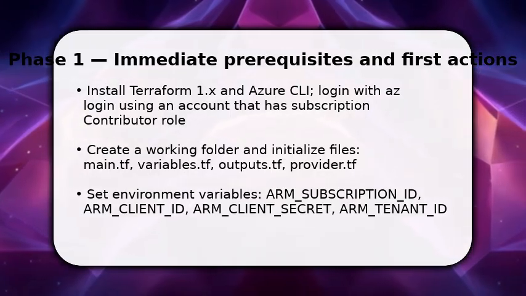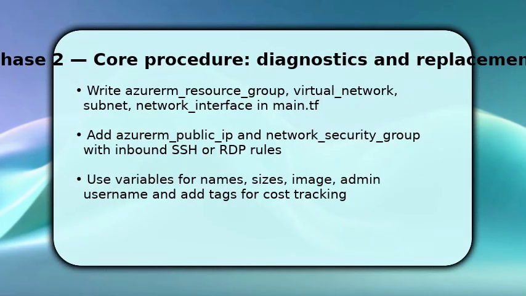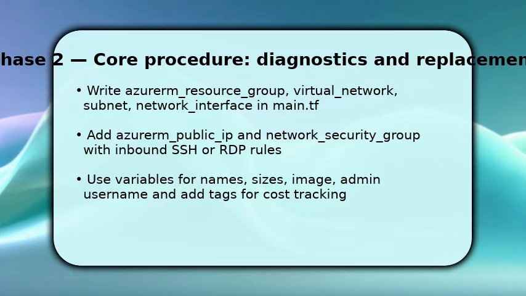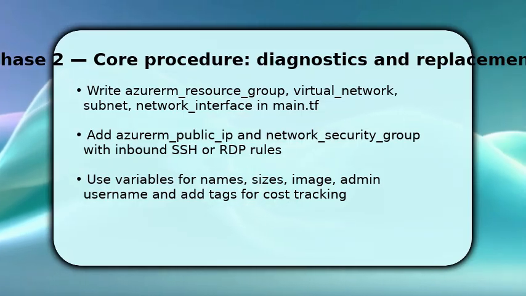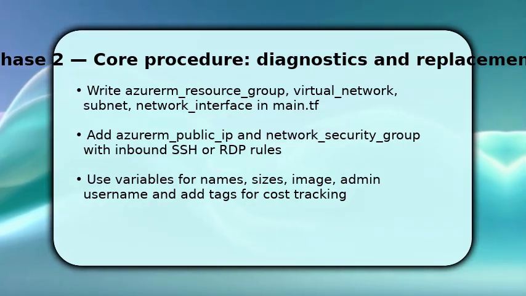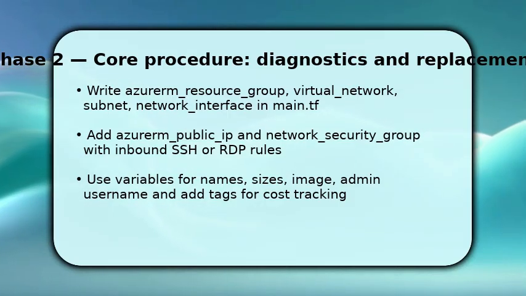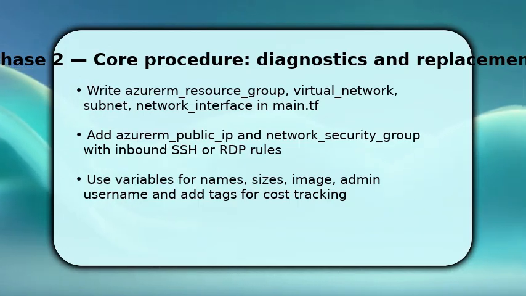Now you define the middle layer, networking and the VM resource. Create the resource group, virtual network, and subnet first, because the VM needs a NIC attached to a specific subnet. Then add Azure network interface and Azure public IP so the VM can receive traffic. Include a network security group to open port 22 or 3389 as required.